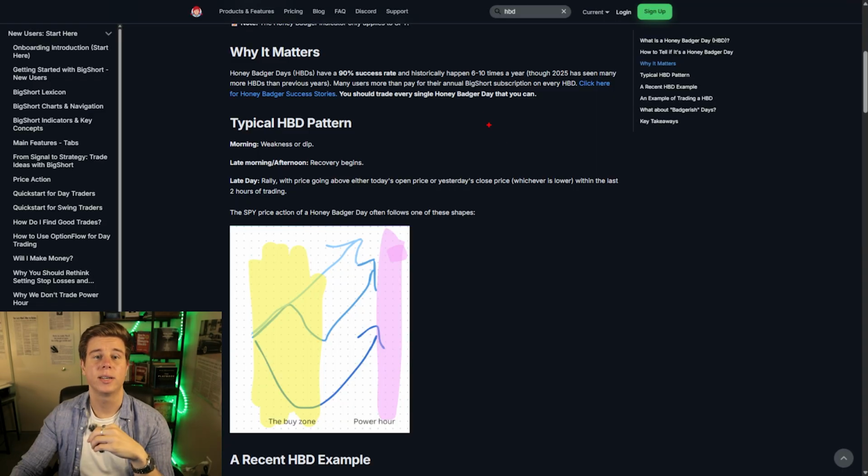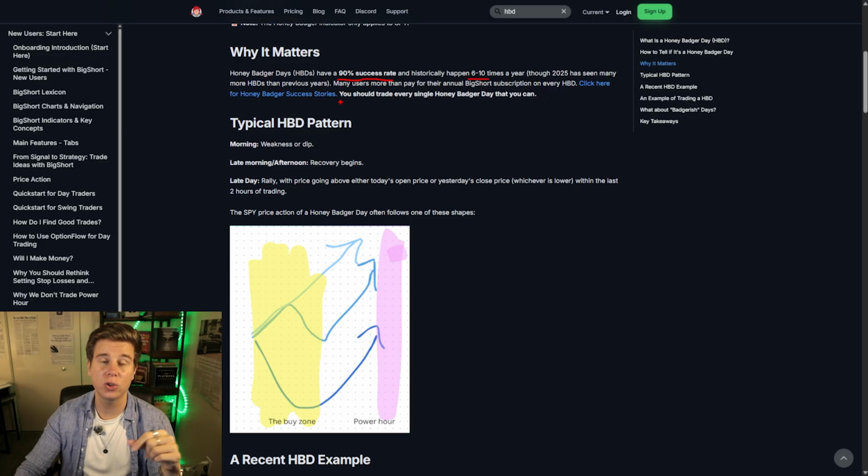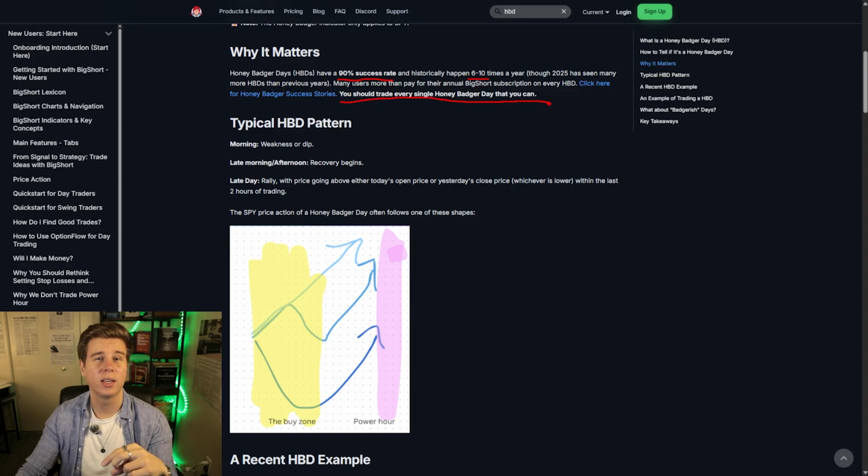Now, this is where the help center is helpful. Generally, honey badger days have about a 90% success rate and happen about 6 to 10 times a year, although some years there's more. And many of our users more than pay for their entire BigShort subscription with just one honey badger day. So you should definitely trade every single honey badger day you see.